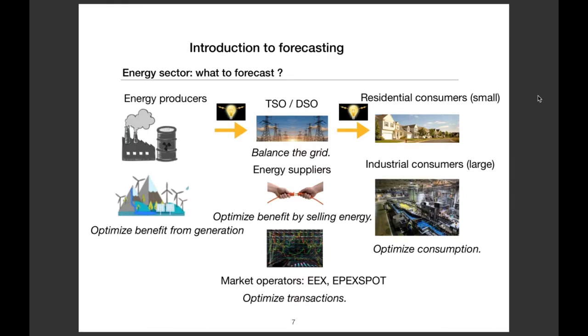So we are residential consumers. I have an energy contract with an energy supplier, and if it is possible, I would like to optimize my consumption. So each of these actors wants to optimize something. So they want to make a decision. And to make a decision, it's easier if you have a lot of information. So each of these actors would like to have some forecast of something to help them make a decision and to optimize something.